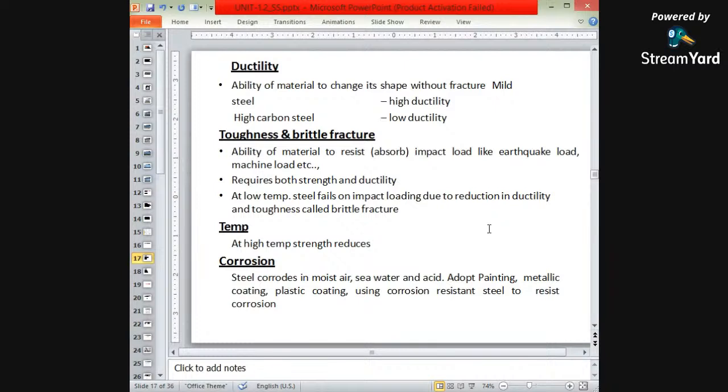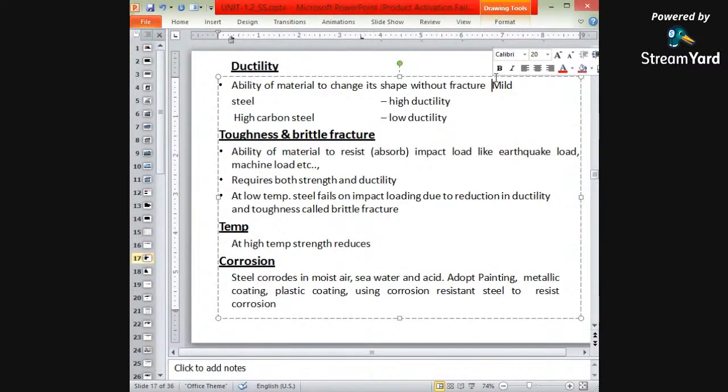Okay, so mild steel has high ductility, whereas high carbon steel has low ductility to change to different shapes without fractures, without cracks. So conversion of steel to various shapes without cracks, this property is nothing but ductility. Mild steel has high ductility, whereas high carbon steel has low ductility.